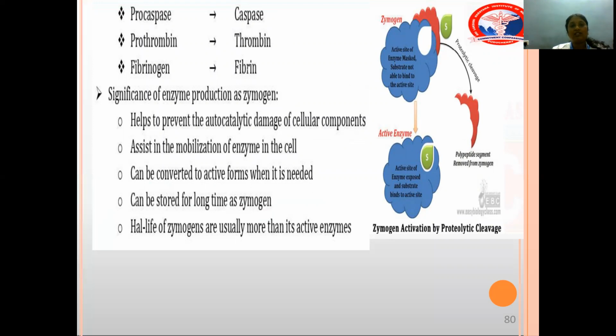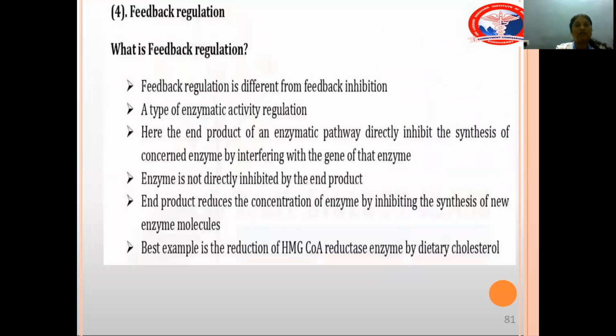The significance of enzyme production as zymogens is that it helps prevent autocatalytic damage of cellular components, and it helps in mobilization of the enzyme within the cell. It can be converted to active form where and when it is needed, and it can be stored for a longer time as the inactive precursor. The half-life of zymogens is usually longer than that of their active counterparts.